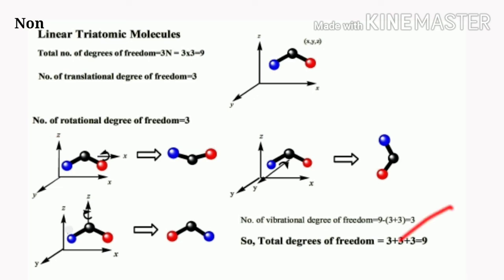Therefore, the number of vibrational degrees of freedom is equal to 9 minus (3 plus 3), which is equal to 3. So it has total 9 degrees of freedom. Out of this 9, 3 are translational, 3 rotational, and 3 vibrational degrees of freedom. Is it clear?